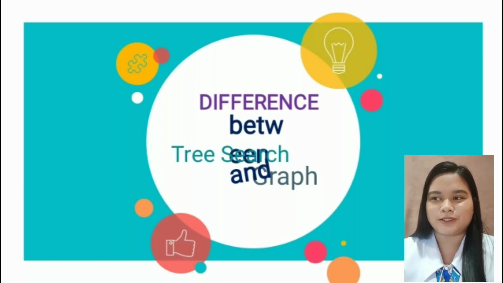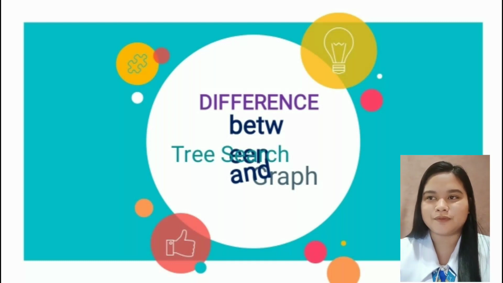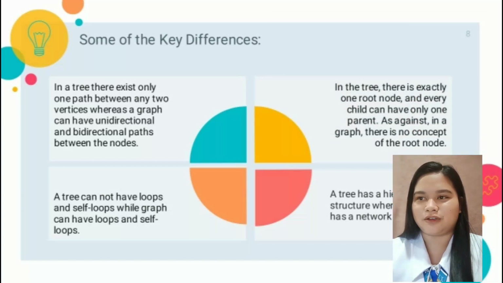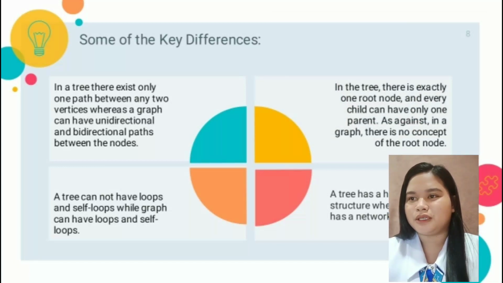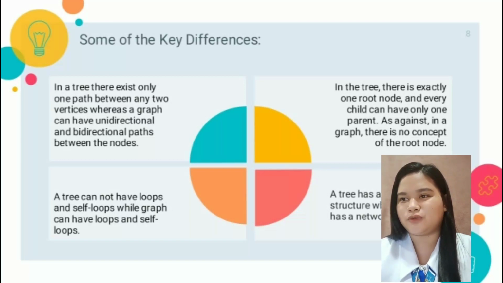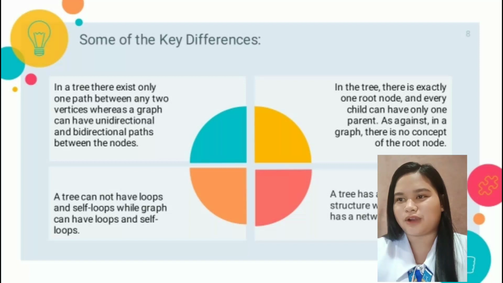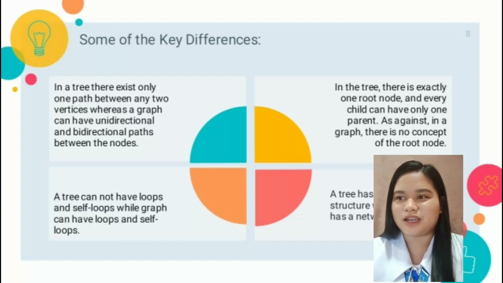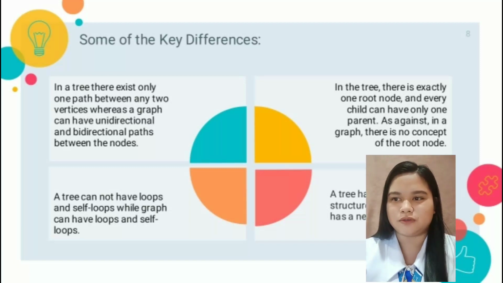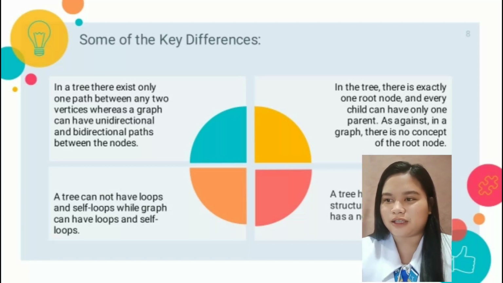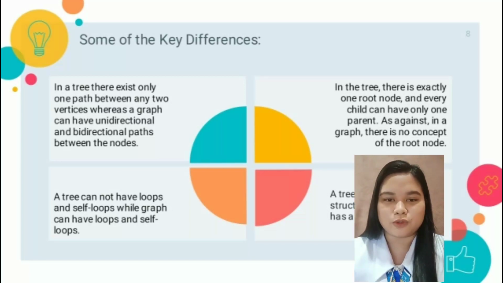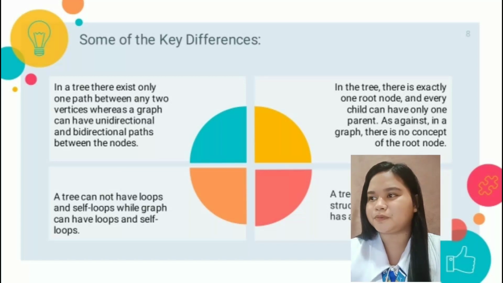Difference between tree search and graph. Here are some key differences in tree search and graph. In a tree, there exists only one path between any two vertices, whereas a graph can have unidirectional and bidirectional paths between the nodes. A tree cannot have loops and self-loops, while a graph can have loops and self-loops.